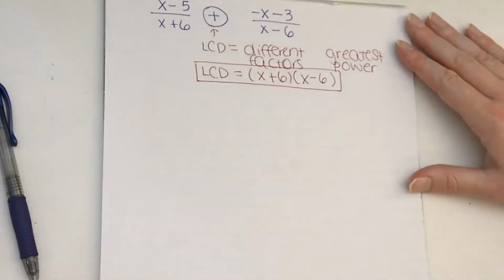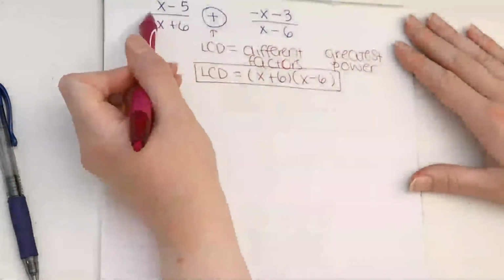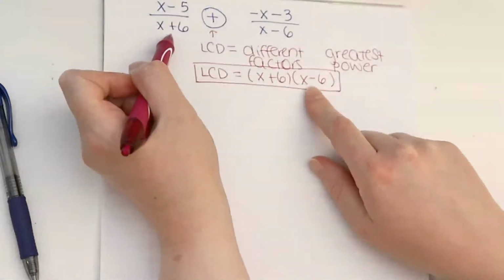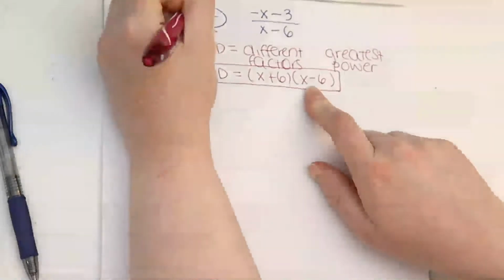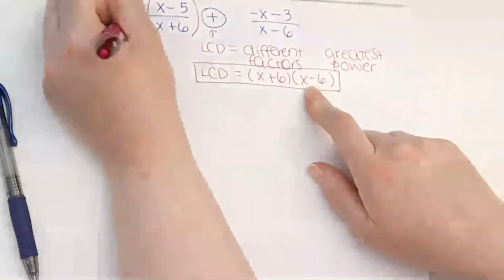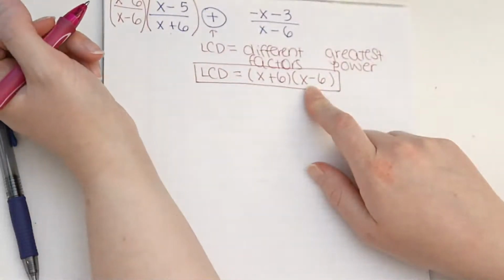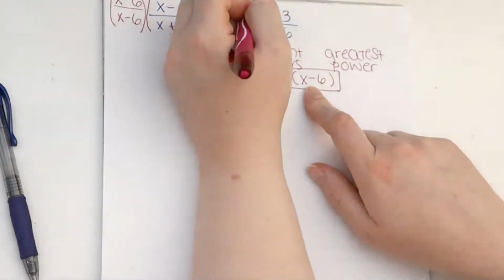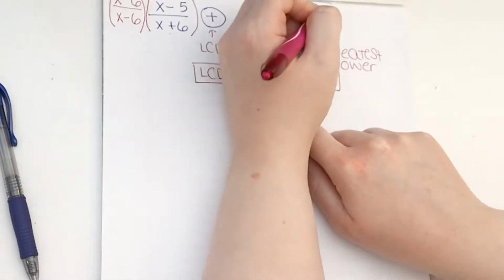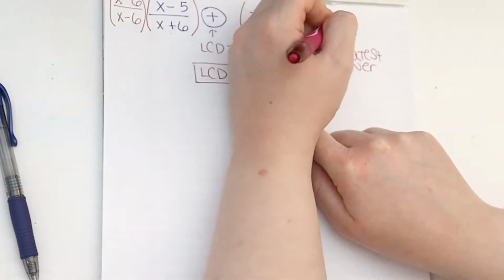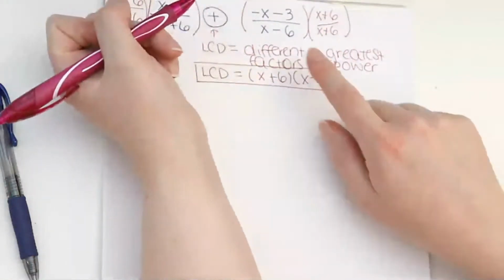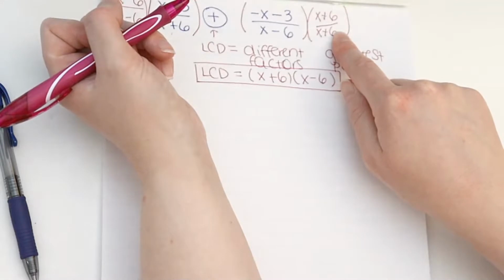Okay? So what you'll do is you'll say, okay, this first fraction, it has the x plus 6, so it needs the x minus 6. So the first fraction, you'll multiply by x minus 6 over x minus 6. Now, the second fraction, again, you'll say, okay, it does not have x plus 6. So that second fraction needs an x plus 6 over x plus 6. It has the x minus 6, and so now it has that complete LCD.